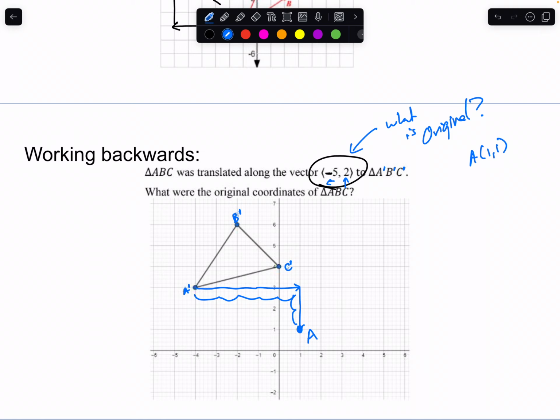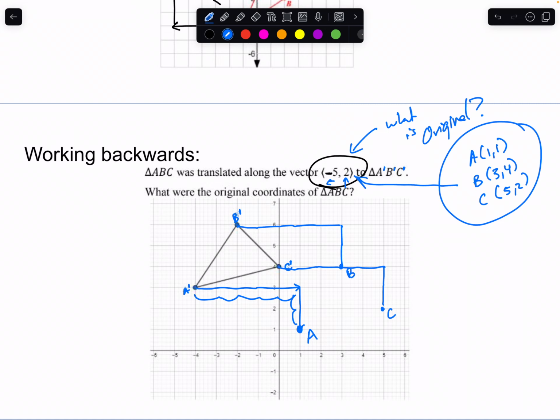To find B, again, I'm going to go backwards. 5 units to the right. 1, 2, 3, 4, 5. And 2 units down. This is the original point B. And B is located at 3, 4. And to find C, we're going to go 1, 2, 3, 4, 5. 2 units down. This is the original C, which is located at 5, 2. So you can confirm by looking at the original points and affecting it using the vector.